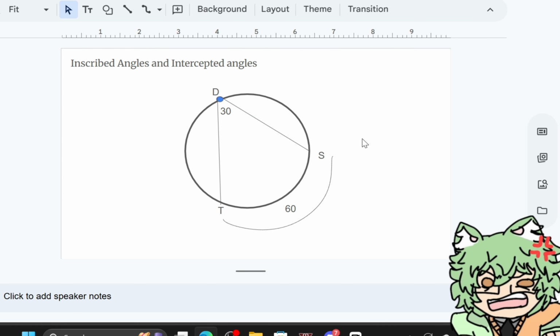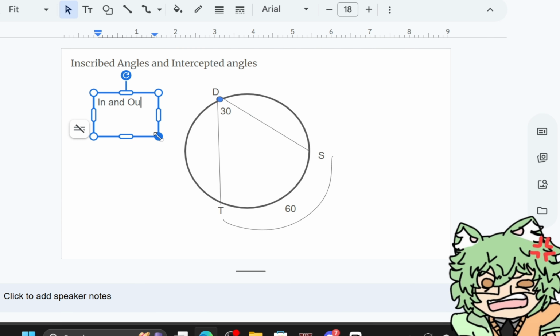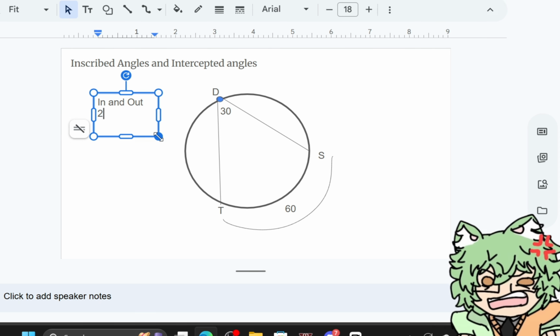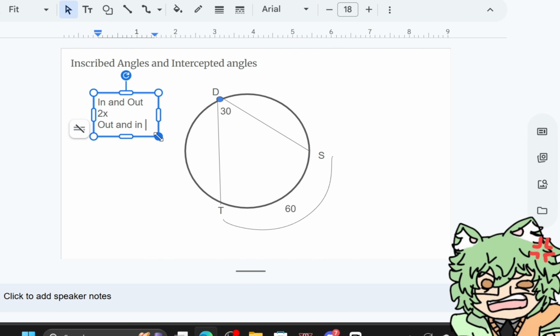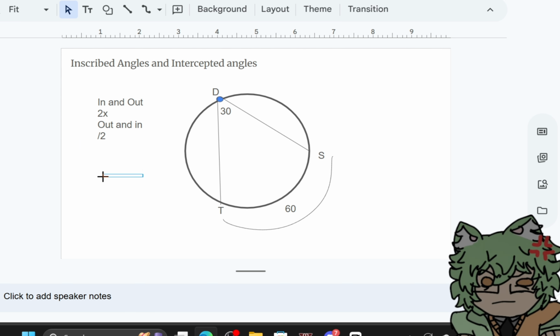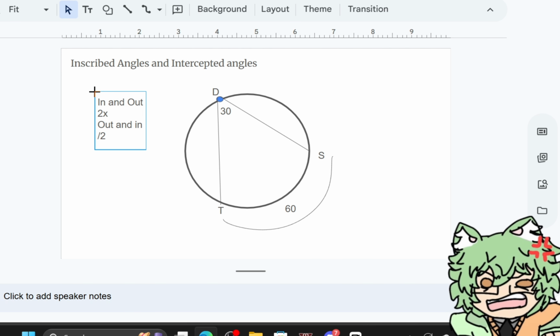I don't know why I made that bubble. Don't ask me why. In and out, like the In-N-Out burger, because they're always going to be 2 times better than McDonald's. Well, out and in is a rip-off version of in and out, which you divide by 2. Keep this in mind when you're using inscribed angles and intercepted angles.